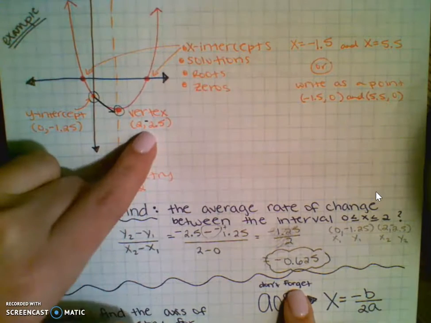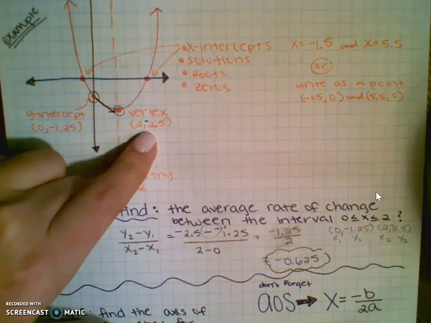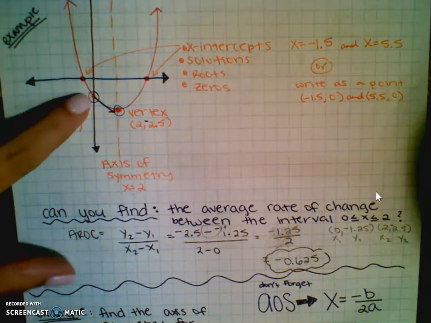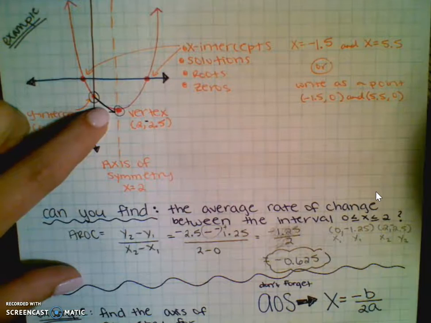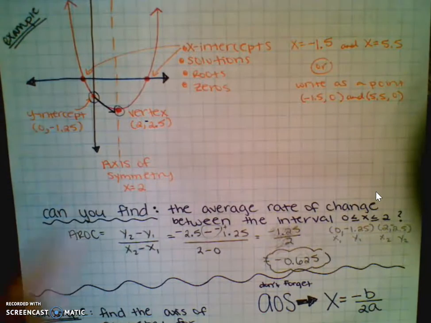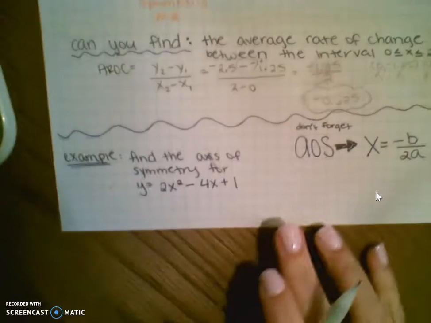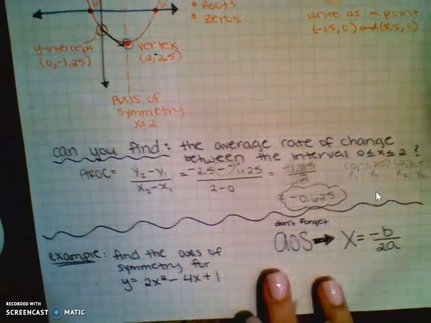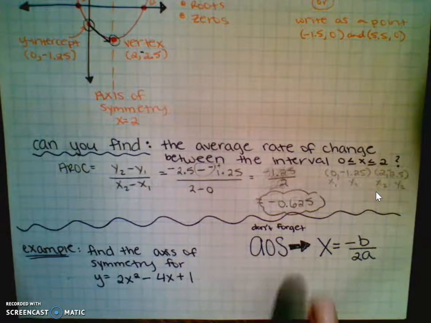So if you're watching this, hopefully you put the negative on the vertex because I forgot it when I first did it. Okay, which now makes sense because going from here to here is going down. Okay, it's decreasing. Okay, the next thing you have to know is how to find the axis of symmetry.